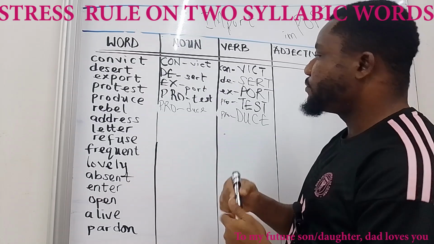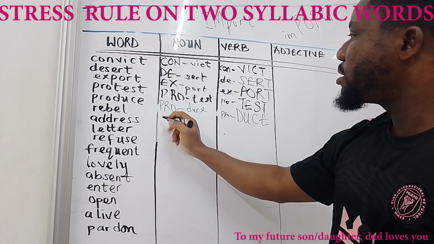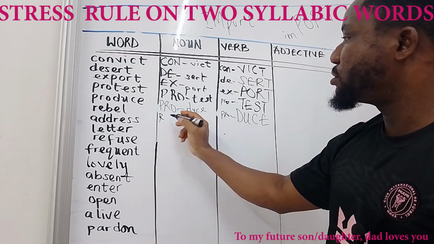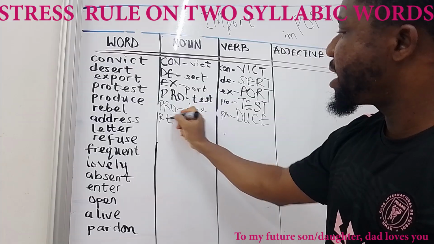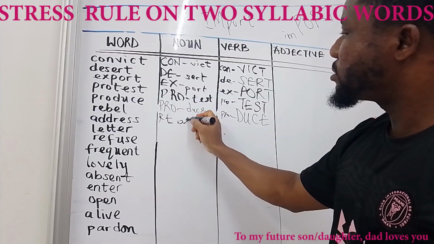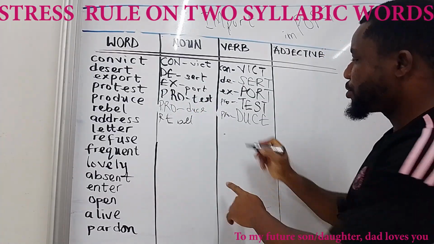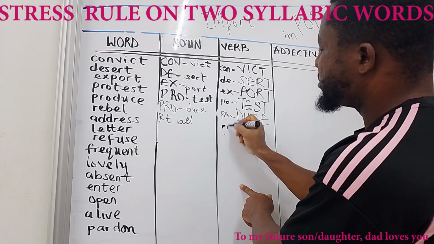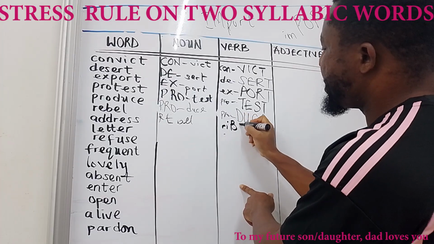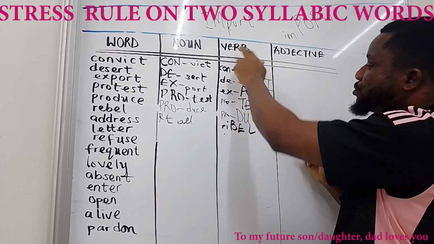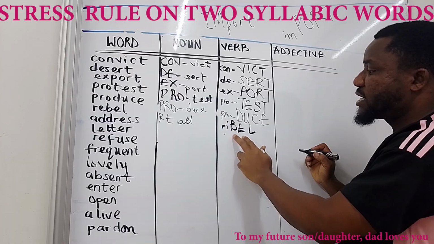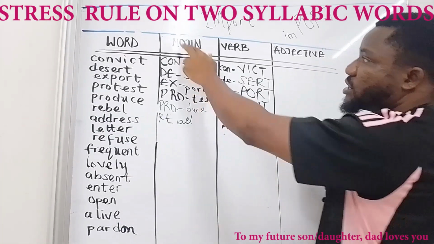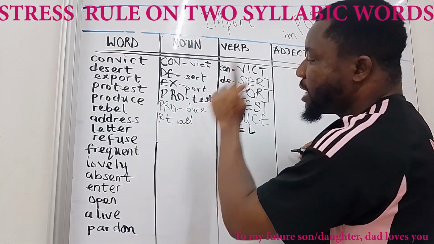Now here we have the noun rebel, and the verb rebel. Remember that I said a two-syllable verb will take its stress on the second syllable, and a two-syllable noun will take its stress on the first syllable.